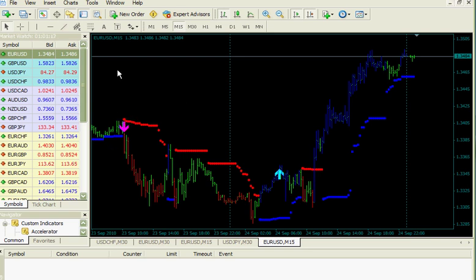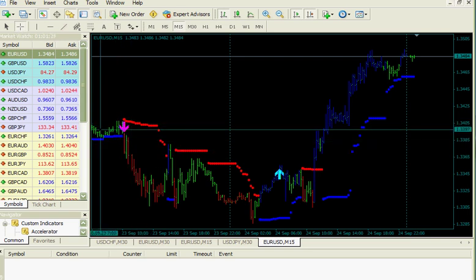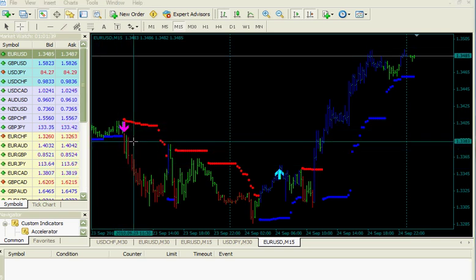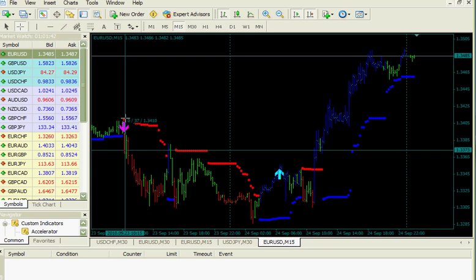So in this case, the system gave us a sell signal. So we enter the sell signal right here at the bar closing, and we normally look for about 40 pips stop loss. So our stop loss will be right here, right above the red dot, and we're going to take the trade. And as you see, the market went in our favor and gave us about 60 pip profit.